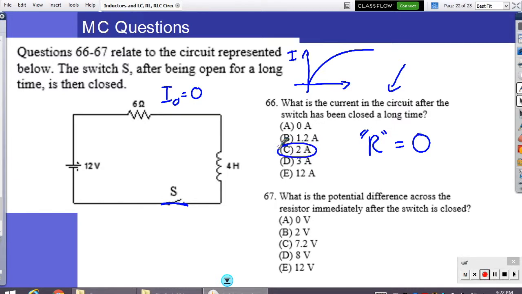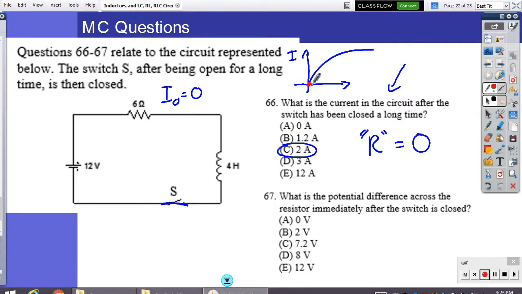Then it asks us, what's the potential difference across the resistor immediately after the switch is closed? Well, immediately after the switch is closed, we're not going to get any current. The moment we close the switch, the inductor tries to keep the status quo as long as it can. The moment after we close the switch, it's not moving yet. It's not ready to let any current in yet. So this is kind of that R equals infinity case. The inductor is really not going to let anything through. So if there's no current at first, what is the voltage drop across this resistor? Well, if our current's nothing, there's nothing across our resistor.